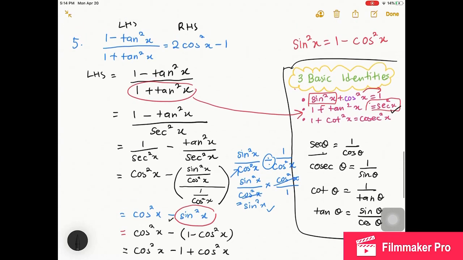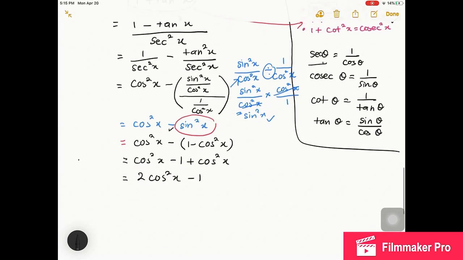So is it the same? Is the left hand side equal to right hand side? Definitely. So left hand side is equal to right hand side. So proved.